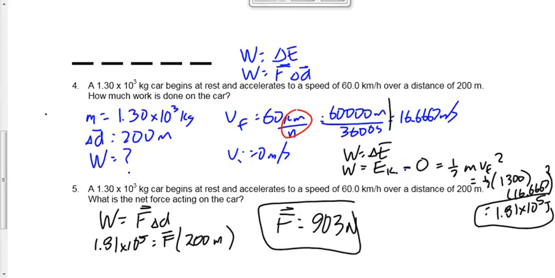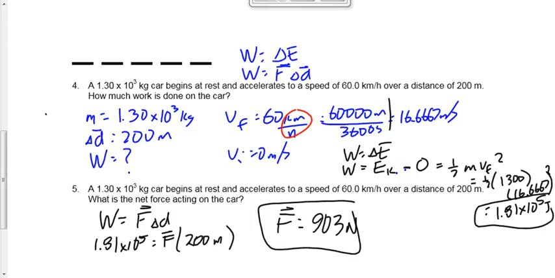Regardless of whether you do it Julia's way, using W equals delta E and then F times D in question number 5, or whether you do it Reese's way, using F times D right away and finding force using m times a, using vf squared equals vi squared plus 2ad. How many people did number 5 like this? We had the work, set it equal to F times D. Emma? Yeah? How many people said for question number 5, oh, look, I can use F equals ma, and a equals, from vf squared equals vi squared, and so on? You guys did it that way?